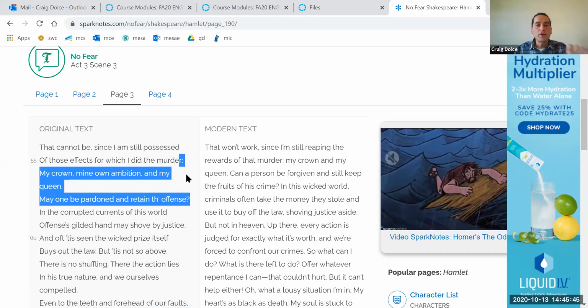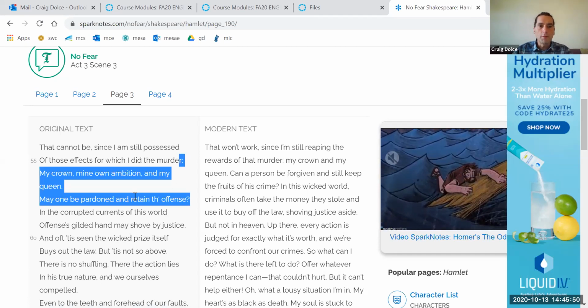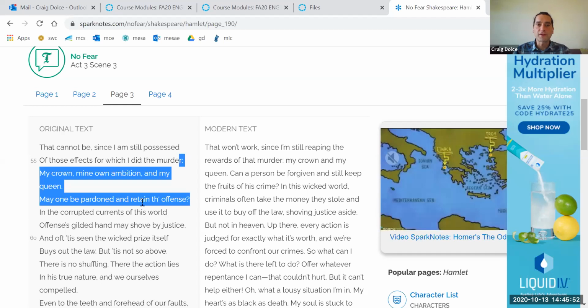But again, notice this idea of justice. He says, "May one be pardoned and retain the offense?" Can you be forgiven and still keep all the stuff that you lied, cheated, and stole to get?